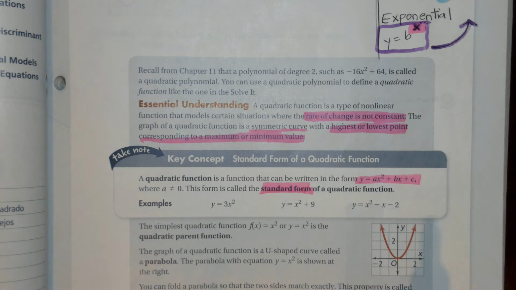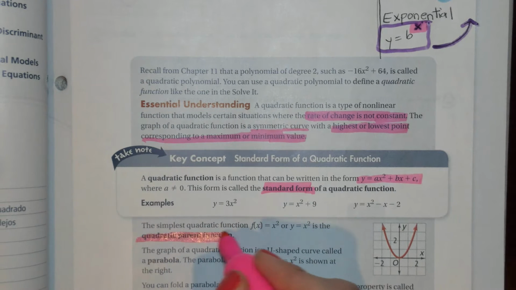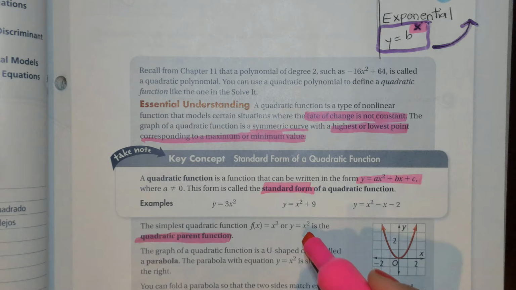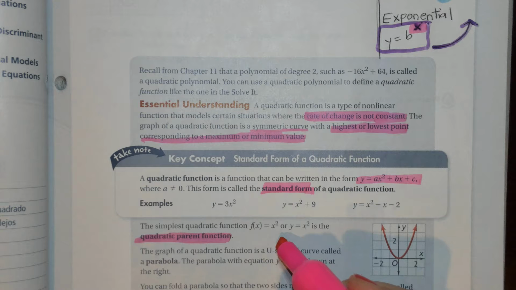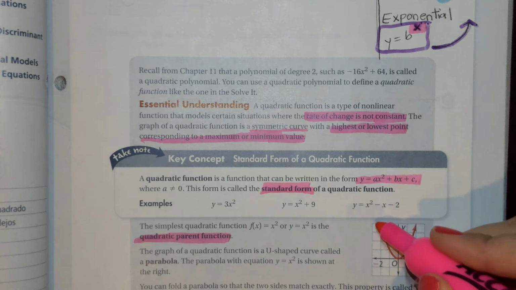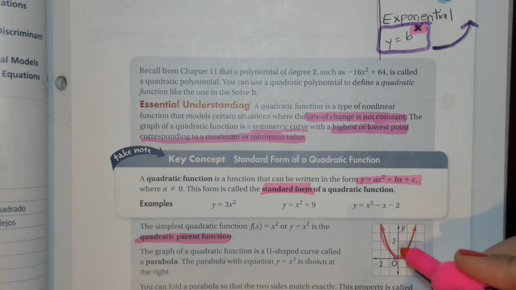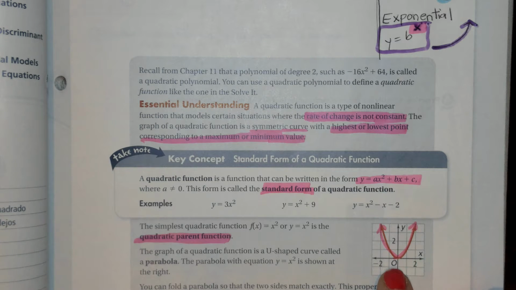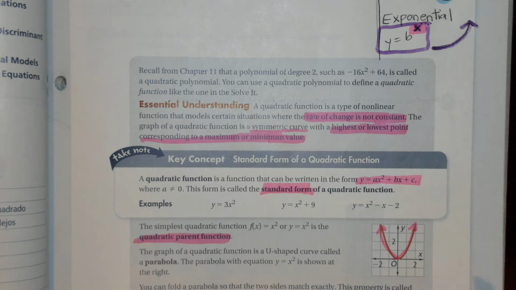It just depends. Right here it says the simplest quadratic function is also called the quadratic parent function. F of x equals x squared, or it could be y equals x squared. So we interchange f of x and y all the time. So just get used to it. It means exactly the same thing. So anyways, this is the parent function where y equals x squared. Notice that the vertex is at 0, 0. We also call that point the origin. So the origin is 0, 0, where x is 0 and where y is 0.